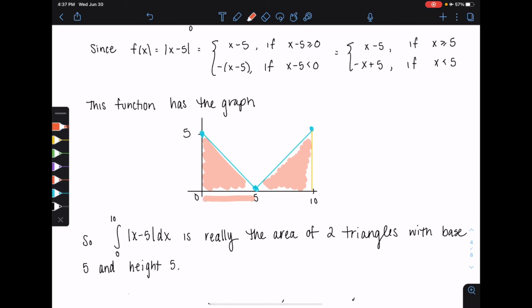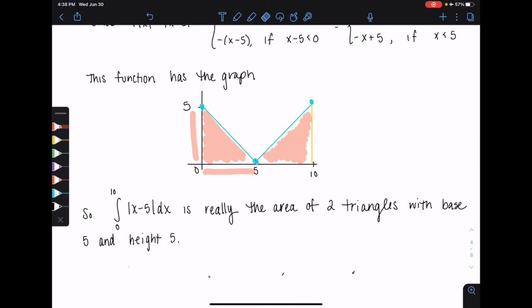The base is going to be 5 and the height is going to be 5. So ultimately, this definite integral is 1/2 base times height for the first triangle plus 1/2 base times height for the second triangle. So ultimately, the area is just 25.